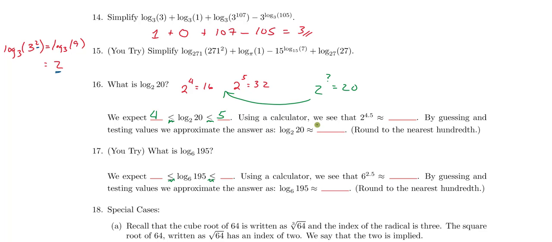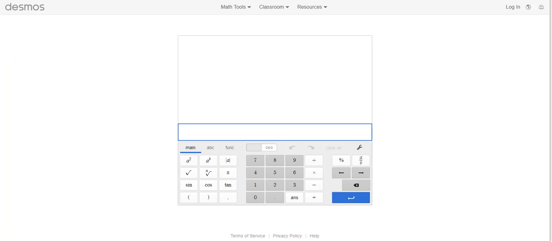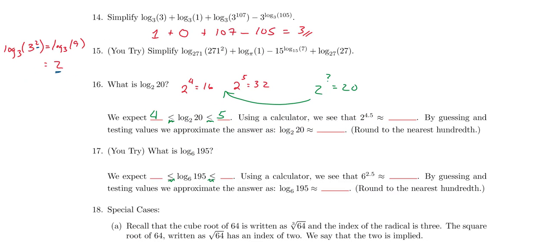Okay, the next question asks to use a calculator to evaluate 2 to the 4.5 power. So here I've pulled up a handy-dandy Desmos calculator, and we're being asked to evaluate 2 to the 4.5 power. And we get an answer of 22.63 rounded to the nearest hundredth.